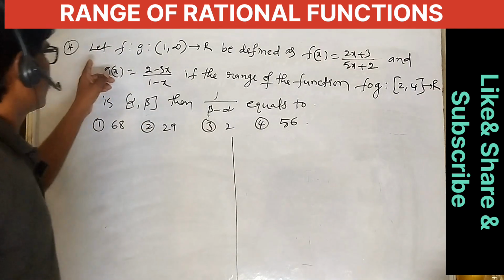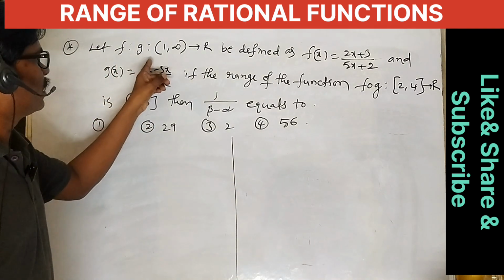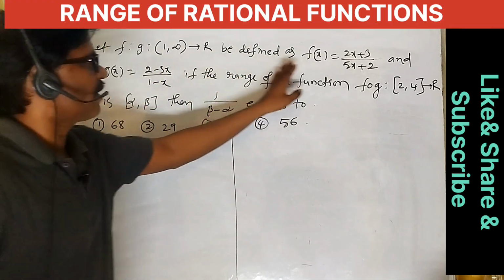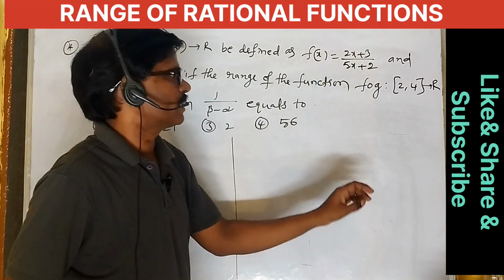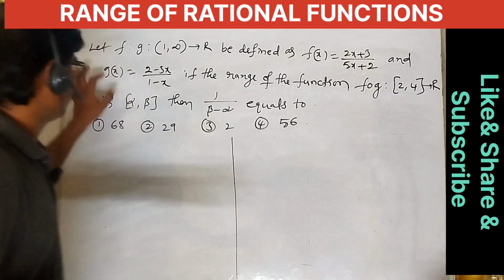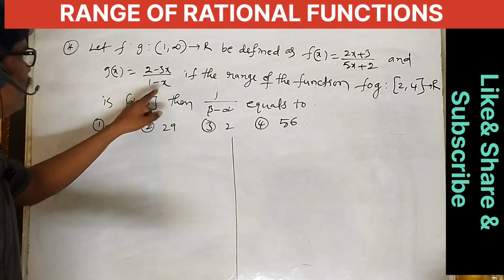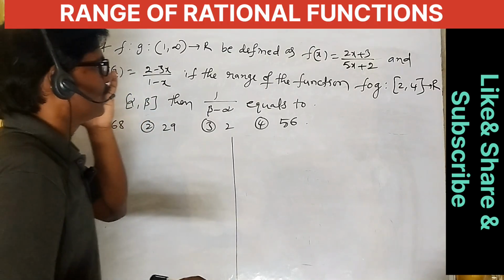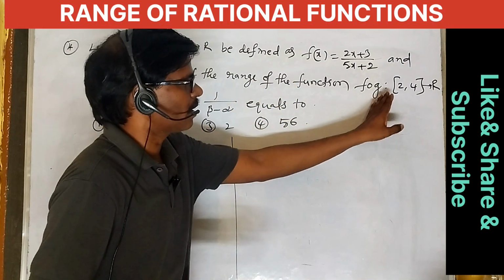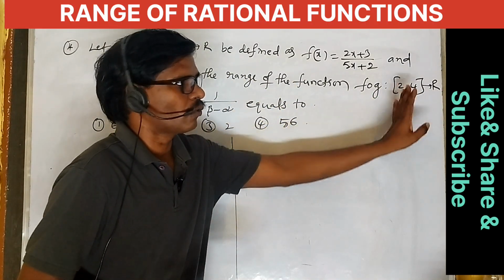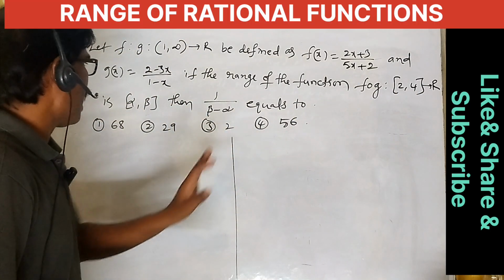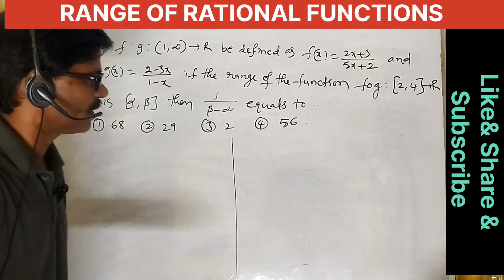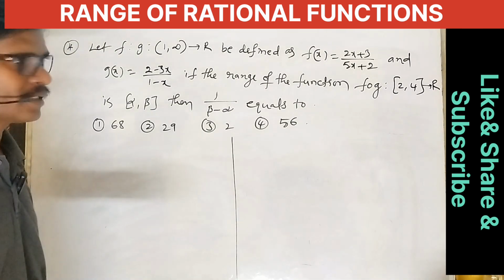Okay, this is question number 4. Let f maps to g maps 1 comma infinity to R be defined as f of x is equal to 2x plus 3 by 5x plus 2 and g of x is equal to 2 minus 3x by 1 minus x. If the range of the function f circle g maps 2 to 4 to R is alpha comma beta, then 1 by beta minus alpha equals what?